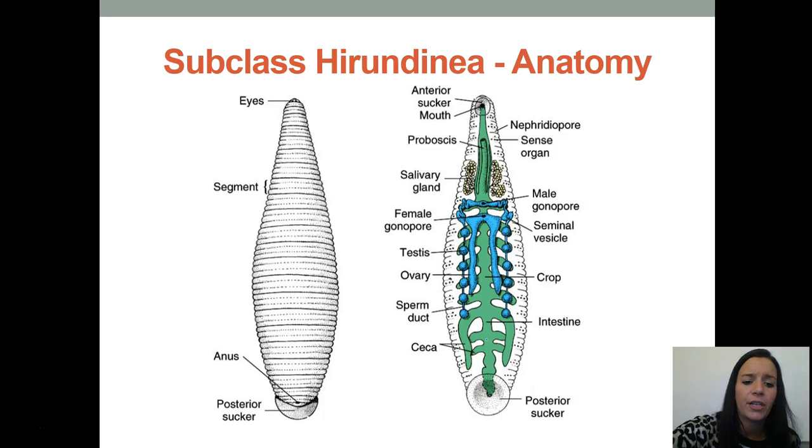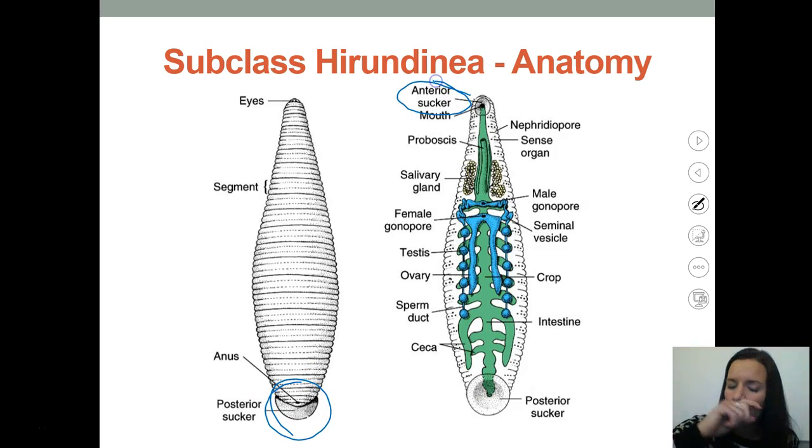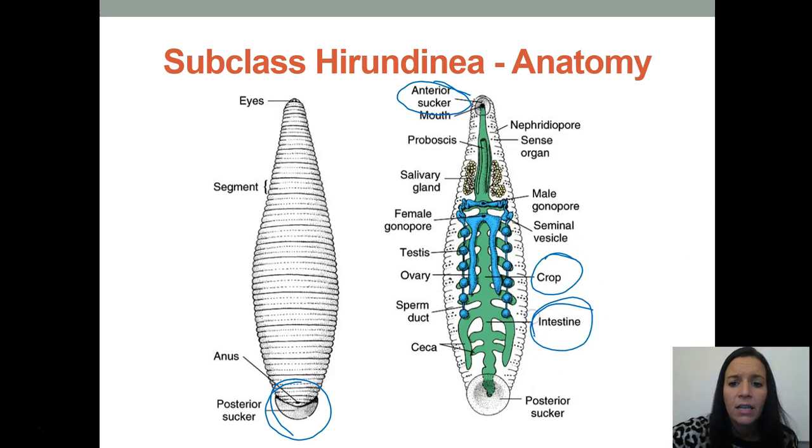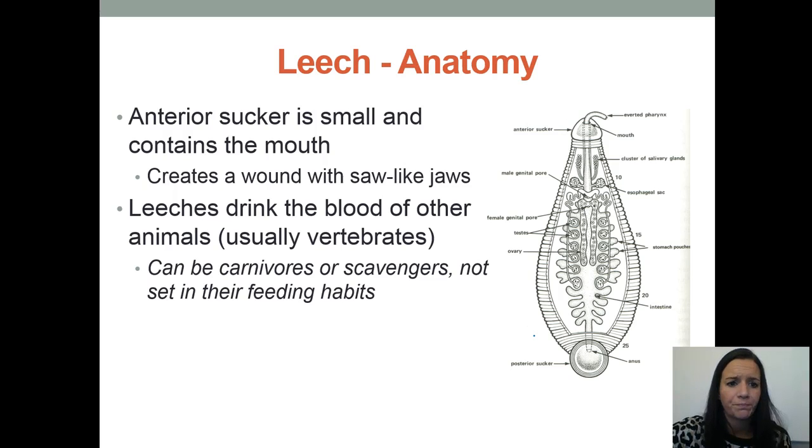So here's a look at the internal anatomy. Posterior sucker, you can see that's there, but there also is an anterior sucker, which is where the mouth is, and we'll talk about that in just a minute. But you can see they do have a crop, and they have the intestine. They also have male and female parts in their bodies.